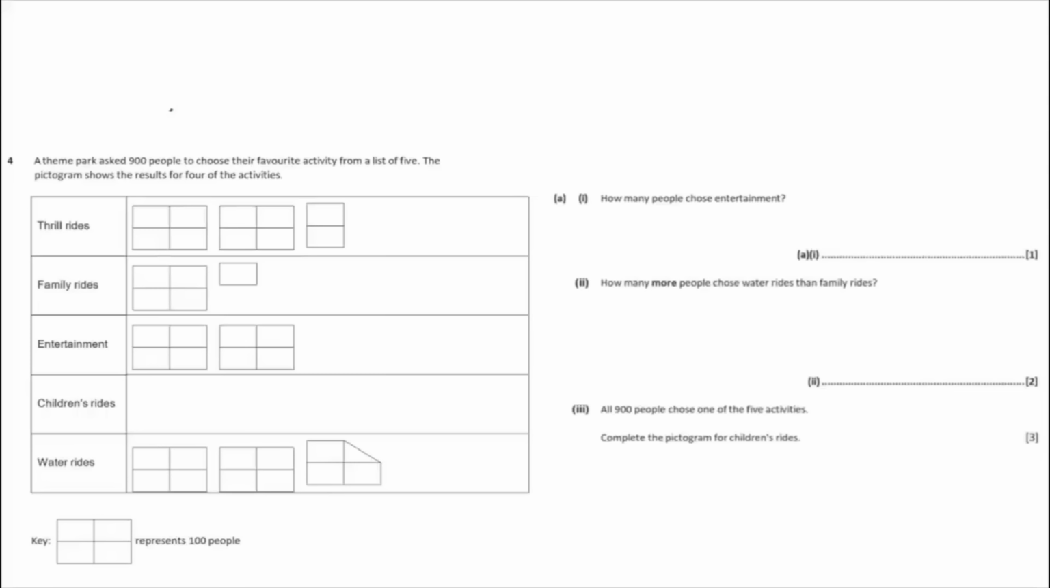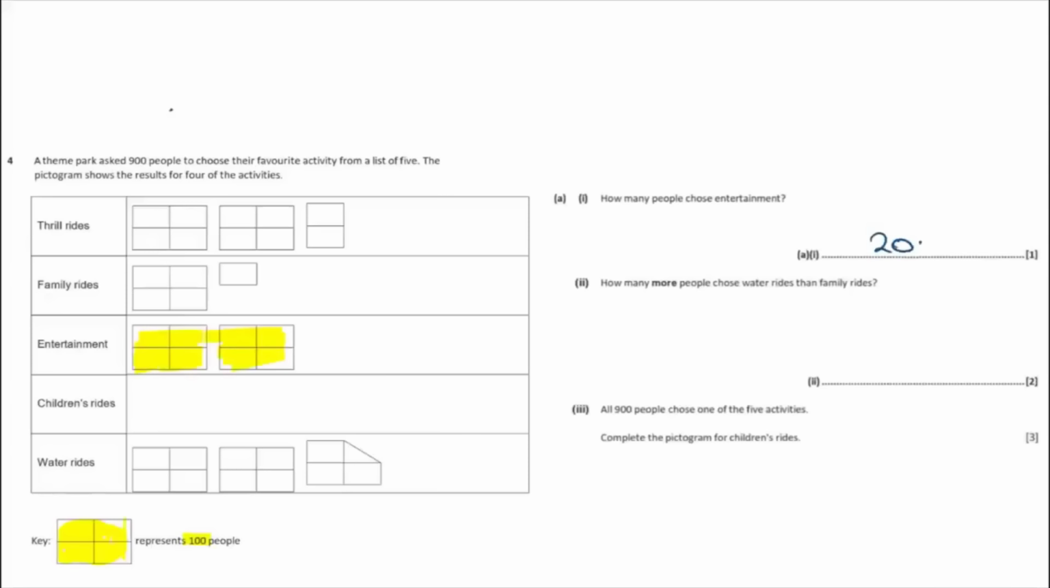Okay, so then how many people chose entertainment? Well, if one of these represents 100 people, then in entertainment I've got 1, 2 of those, so that's going to be 2 lots of 100.